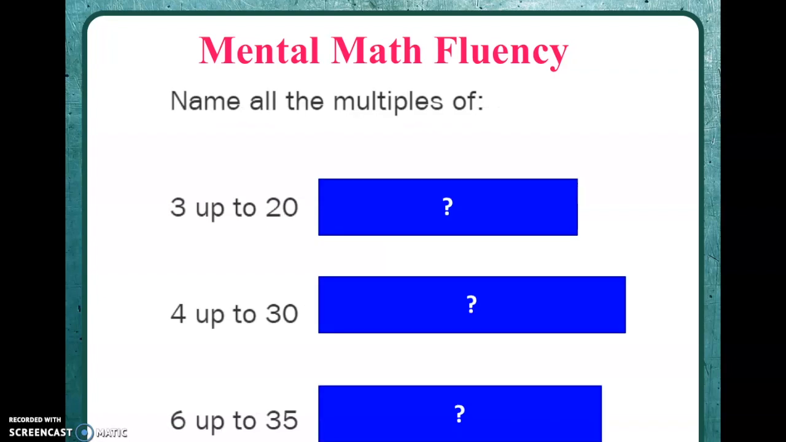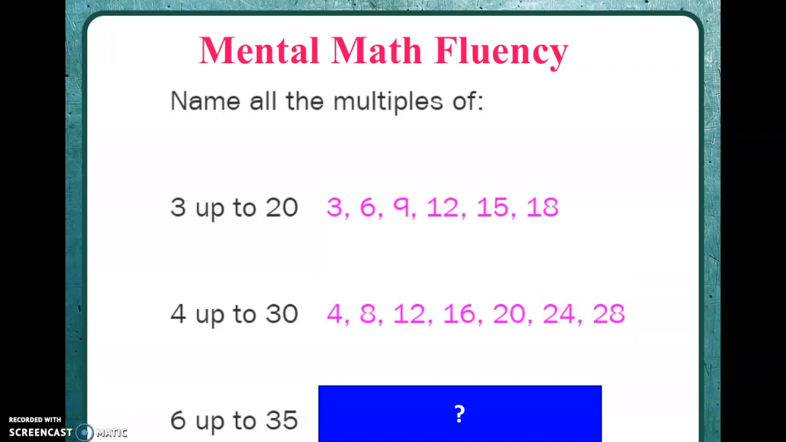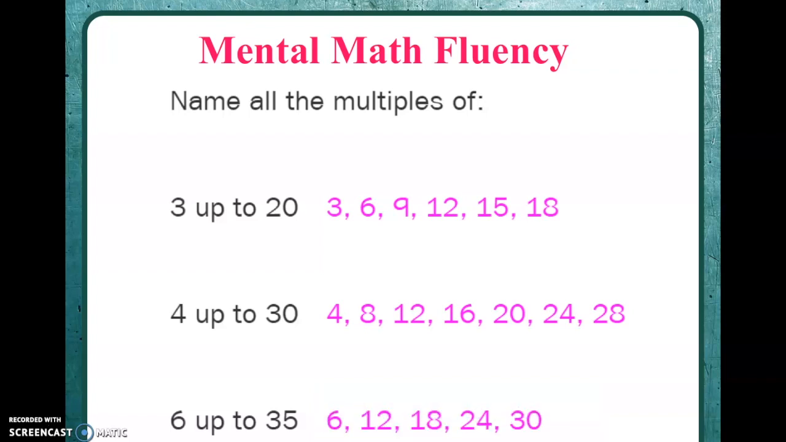Try it again with these three. Go ahead and pause and start the video when you're ready to check your answers. The first multiples up to 20 of 3 are 3, 6, 9, 12, 15, and 18. The reason 20 is not on there is because 20 is not a multiple. The next multiple would be 21. For 4, it's 4, 8, 12, 16, 20, 24, and 28. For 6, it's 6, 12, 18, 24, and 30.